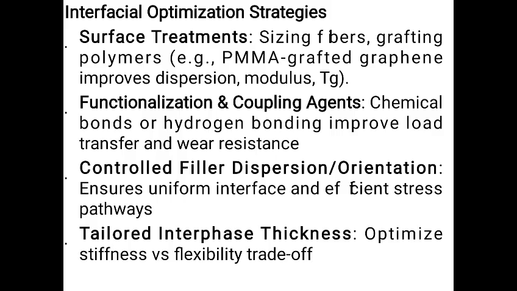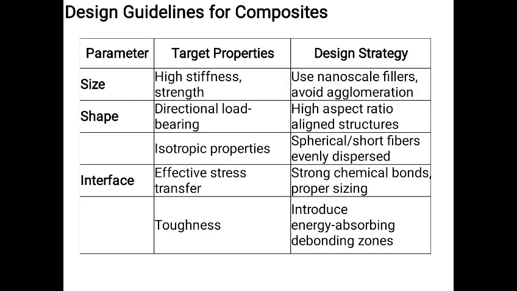Interfacial optimization strategies: surface treatments, sizing fibers, grafting polymers, functionalization and coupling agents. Chemical bonds or hydrogen bonding can improve the load transfer and wear resistance. Controlled filler dispersion ensures uniform interface and obtains efficient stress pathways. Tailored interface thickness can optimize the stiffness versus flexibility trade-off.